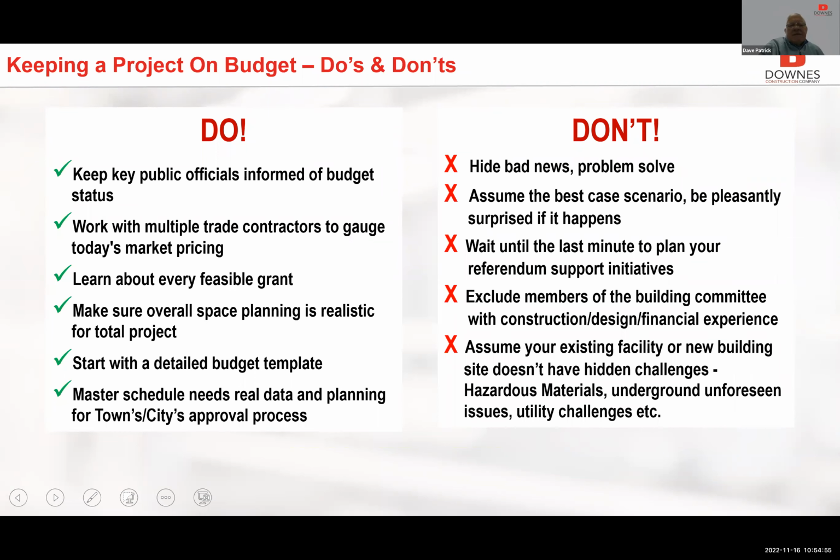So one of the things we like to do is sort of talk about the do's and the don'ts. Some of these are very obvious and some of them may not be quite so obvious. Do keep the public officials informed on budget status. And really what we're talking about there is be good communicators. People do not like surprises. People want to be informed and people want to know accurate information.